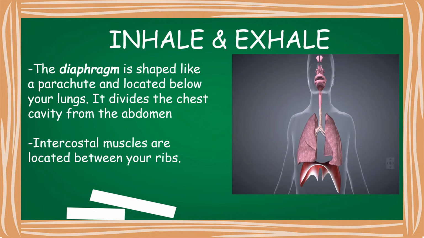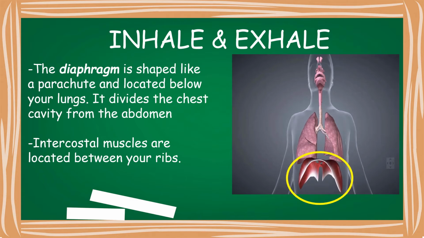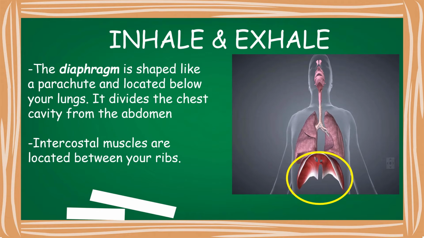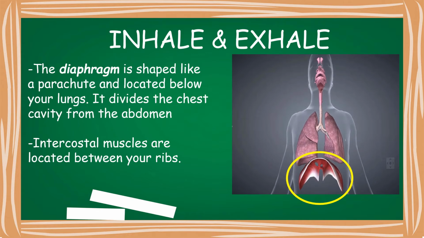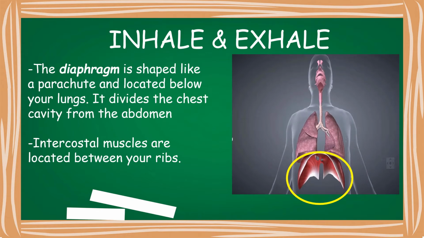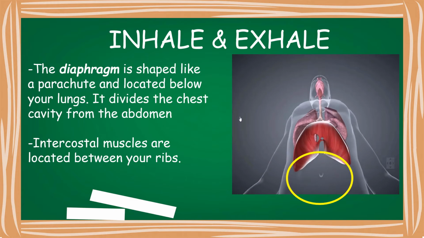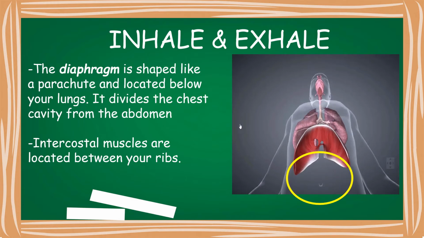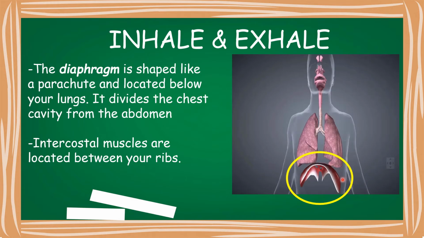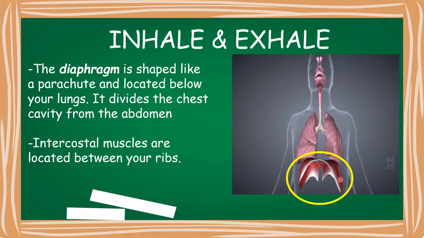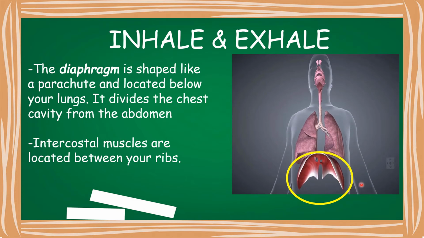Aside from those parts of the respiratory system, there is another organ that helps us to breathe, to inhale and exhale. That is what we call the diaphragm. The diaphragm is shaped like a parachute and is located below your lungs. So this is our diaphragm. It divides the chest cavity from the abdomen. We also have the intercostal muscles, which are located between your ribs.